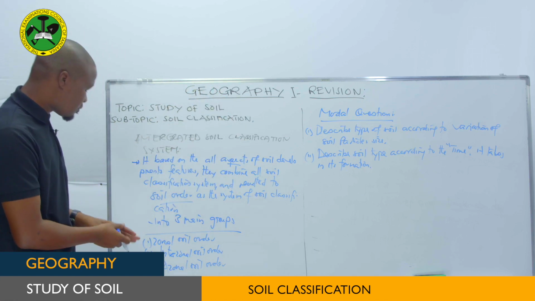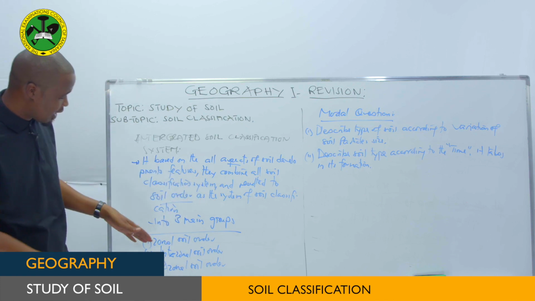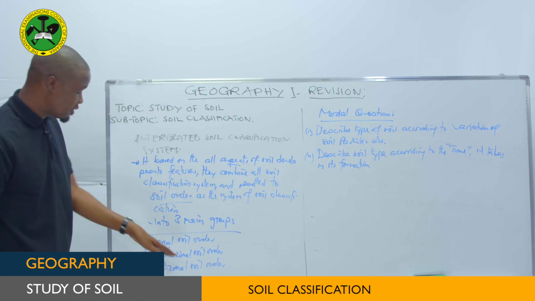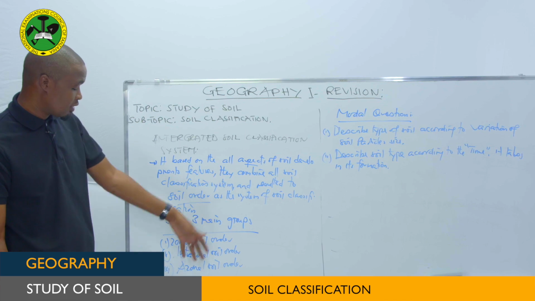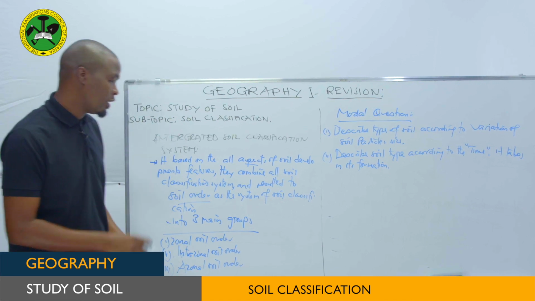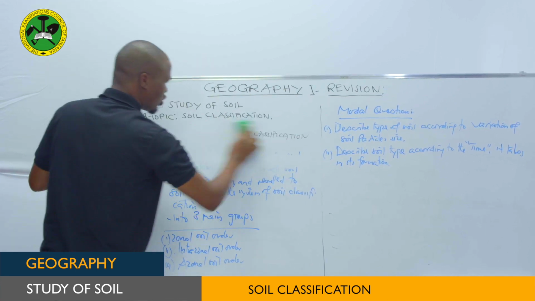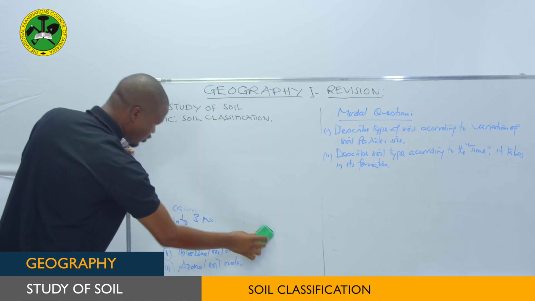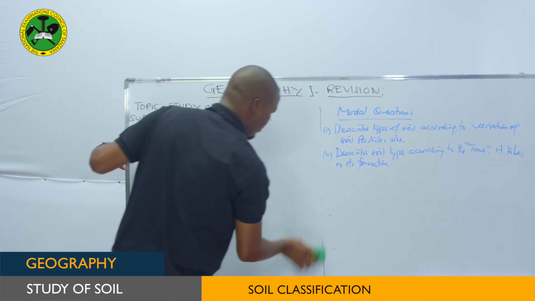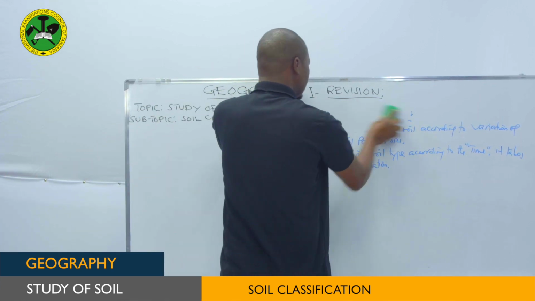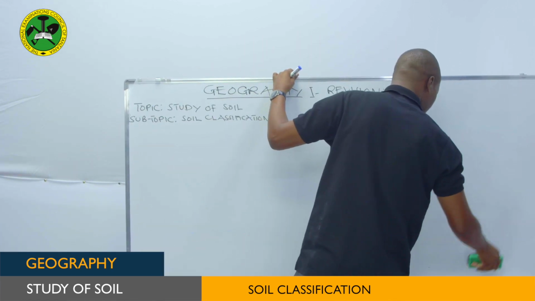So let's see what are these types. Let us explain a little bit of what is azonal, what is intrazonal, as well as what is zonal soil order. Okay, let us start with zonal soil order. It is the first group of the integrated scheme of soil classification.